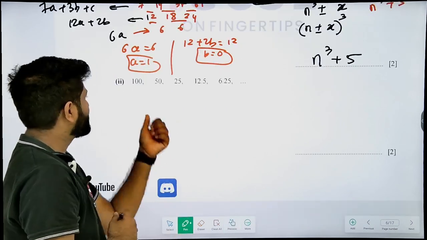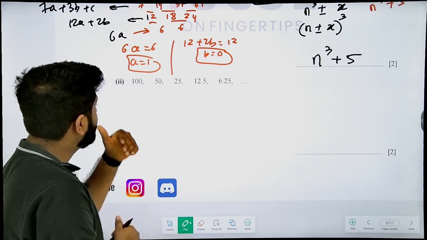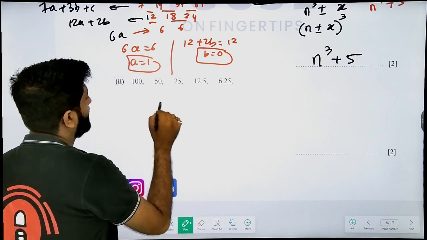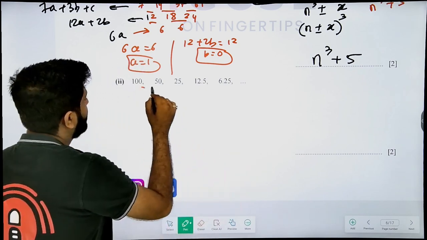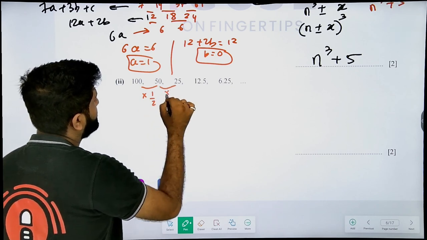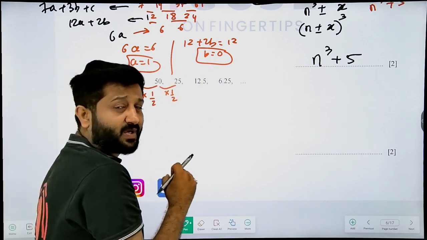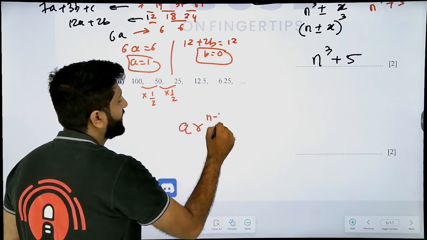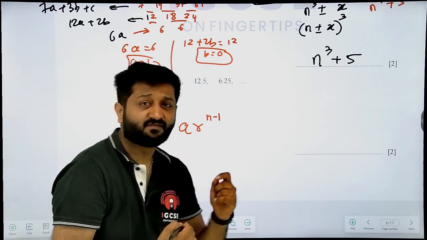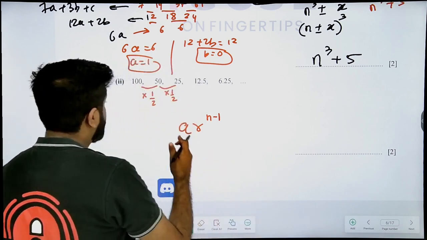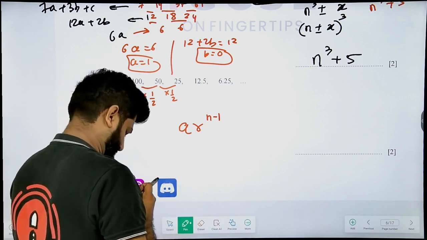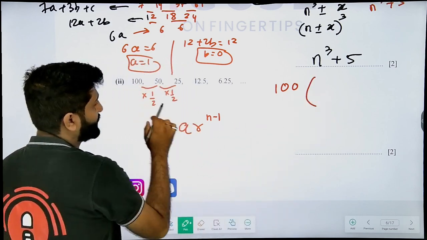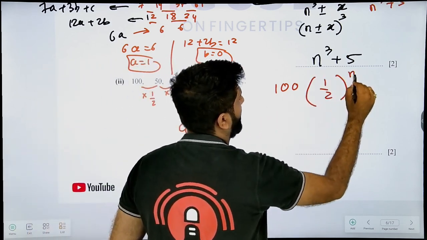The next question says the first term is 100, the next term is 50, then 25, then 12.5, then 6.25 and so on. I think this is a geometric sequence, right? Each term is getting multiplied by half. So what is the general formula for a geometric sequence? The general formula is A R power n minus 1, where A is the first term and R is the ratio. What is my first term? The first term is 100, and the ratio is half, so 100 times half power n minus 1.